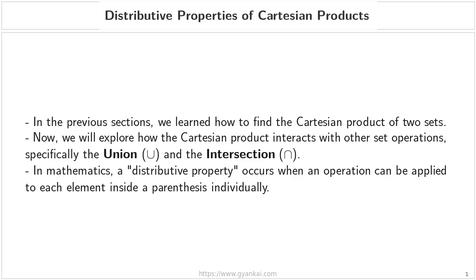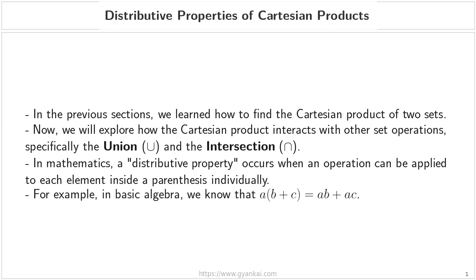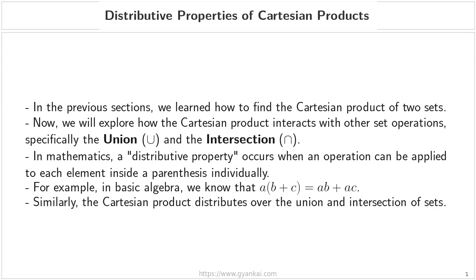To understand this, we need to look at a concept called the distributive property. In mathematics, a distributive property occurs when an operation can be applied to each individual element inside a set of parentheses. To make this clearer, think back to your basic algebra classes. You are already very familiar with this rule. A multiplied by the quantity b plus c equals ab plus ac. You see how the a is distributed to both the b and the c. Well, today's lesson follows that exact same logic.